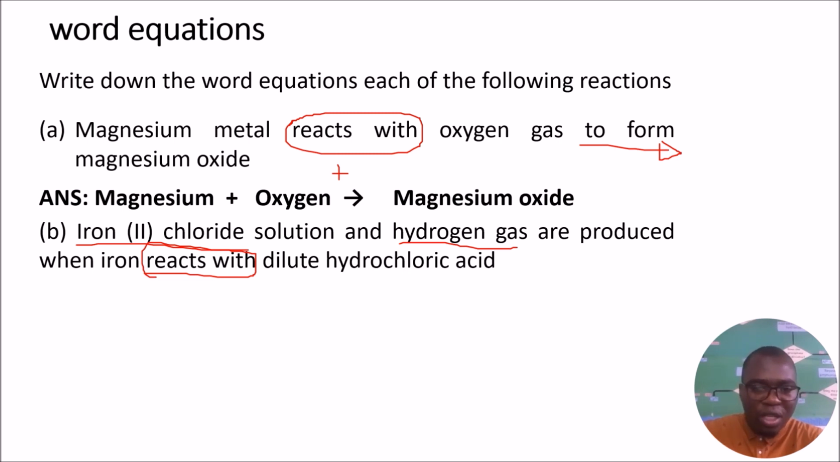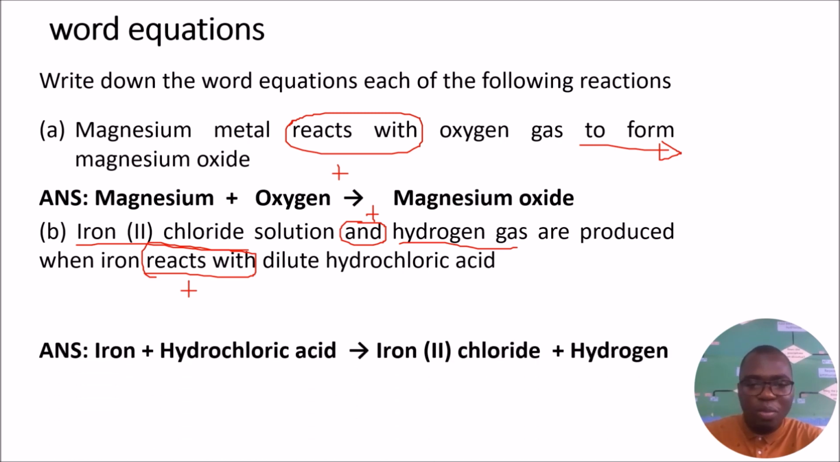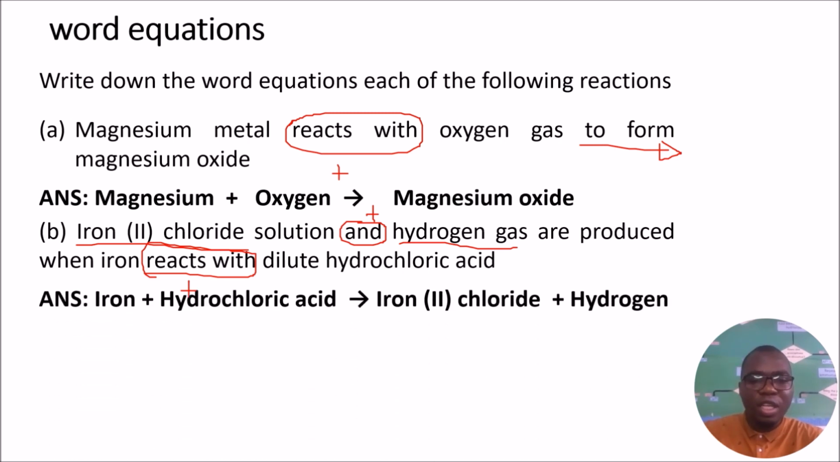So iron is on the left-hand side, reacts with, which will mean what? Plus, reacts with dilute acid. Then please take note, we are saying iron 2 chloride solution and hydrogen gas are produced. So since they are products, this and that here is going to mean plus. Once you are able to figure this out, then it will be easier for you to write an equation which will be like this. Iron plus hydrochloric acid equals iron 2 chloride plus hydrogen gas.